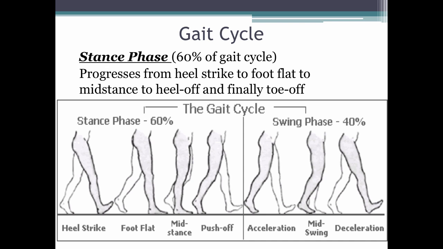Then we advance from foot flat to mid stance. Now our center of gravity is over our foot, and again our foot is having to dorsiflex as we come over the top of our foot. And then from mid stance we go to push off. So at push off, you see how the ankle is dorsiflexed, and now the gastrocnemius is pushing us forward.